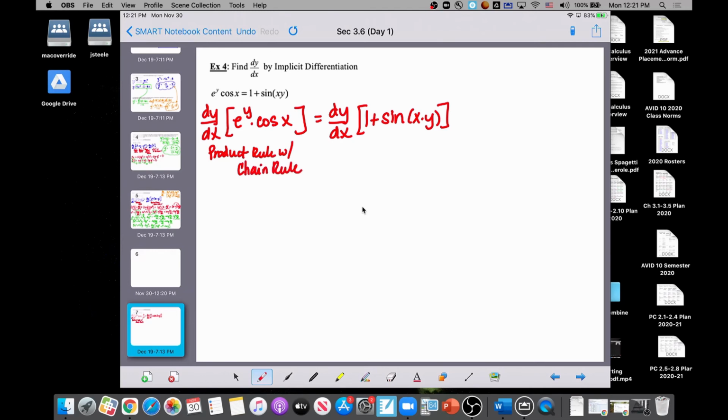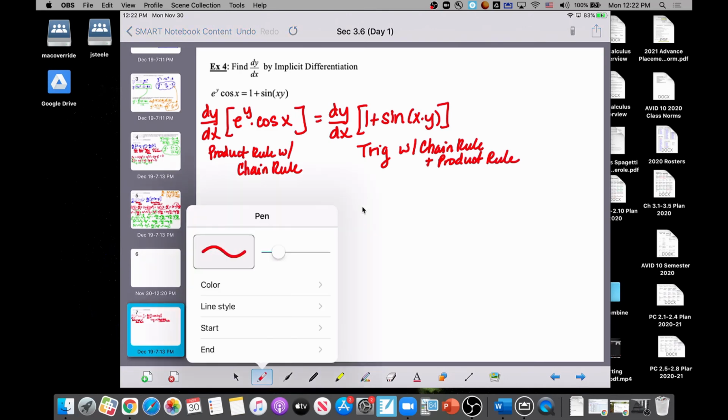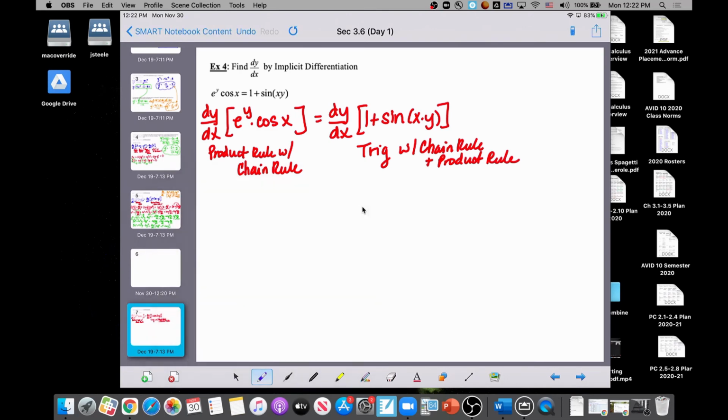And on the right-hand side, we're going to be using trigonometric derivatives with the chain rule and the product rule. So we've got a lot going on here when we differentiate. We're going to take our time. Okay, so on the left-hand side, we have a product, first d second plus second d first. So when we do our derivative here, first is e to the y. Derivative of second, so the derivative of cosine x would be negative sine x.